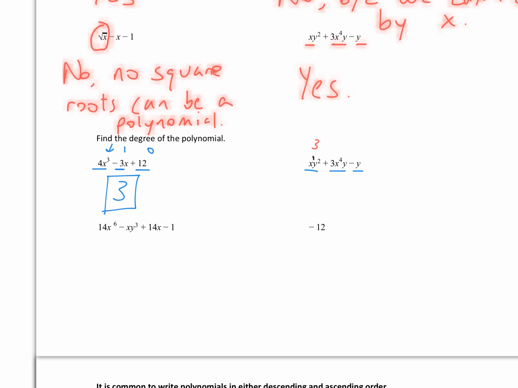If I look at this next term, again, we can say that's y to the first. So a fourth power and a first power give me a power of 5 for that term. The third term, again, we can assume that's a power of 1. So this combined for the third term is the power of 1, or 1 degree. What's the highest degree of those? Obviously, the 5 is. So this is a 5th degree polynomial.